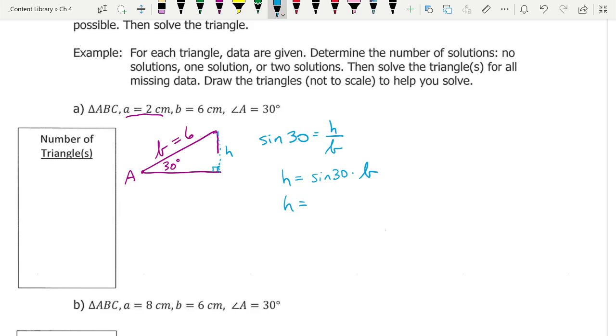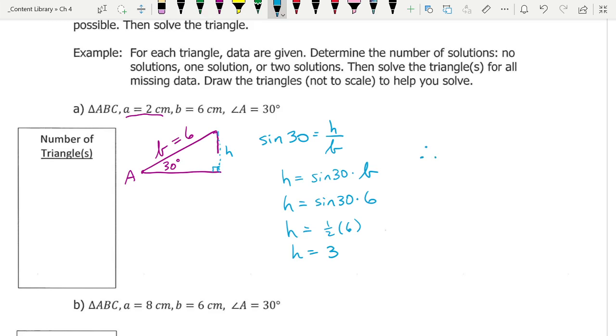So if this height is longer than 2, this doesn't make a triangle because the A line's not long enough to make it to the base. And I can tell, and again, why do we like the sine of 30? Why do we like 30 degrees so much? Because the sine of 30 is exactly a half. It's a nice, easy sine number to work with. So if the sine of 30 is a half, feel free to punch this in your calculator if you don't believe me. But if the sine of 30 is a half, what's a half of 6? 3.